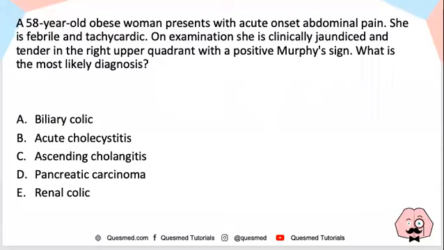Okay, so most people guessed B, which is acute cholecystitis. And that is the correct answer. Oh, sorry, the correct answer is actually ascending cholangitis. So the combination of fever, jaundice, and abdominal pain points towards a diagnosis of ascending cholangitis.